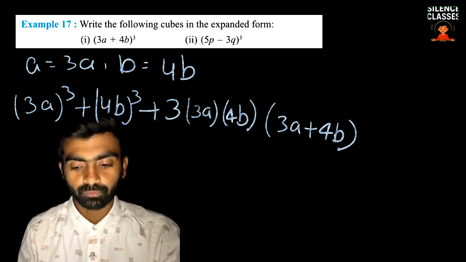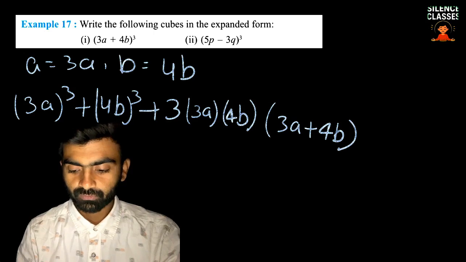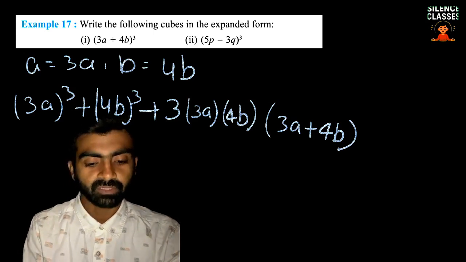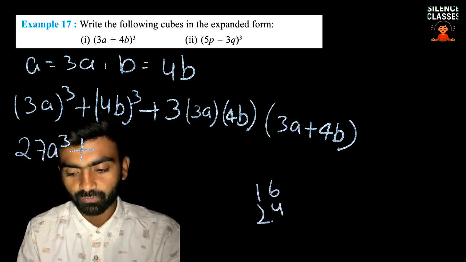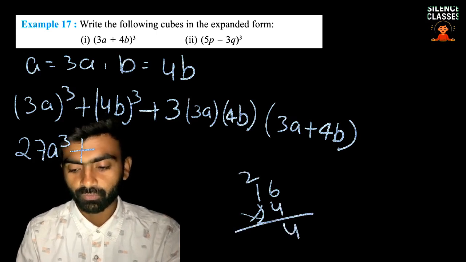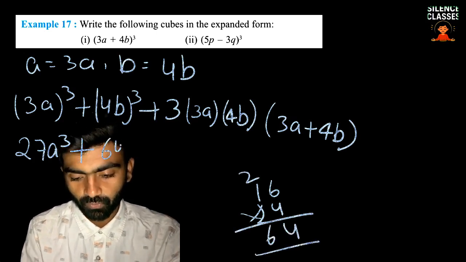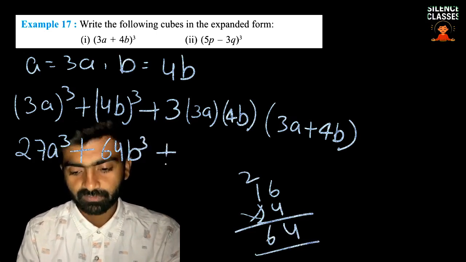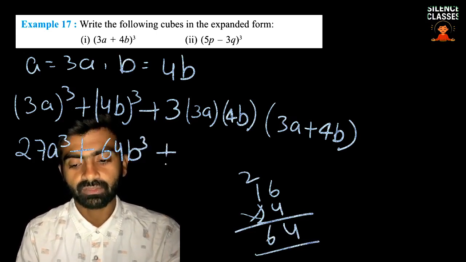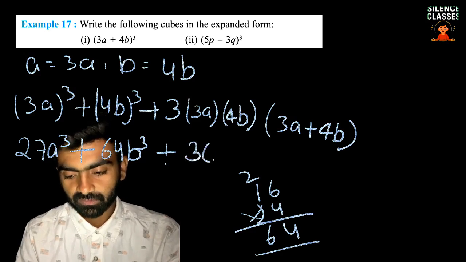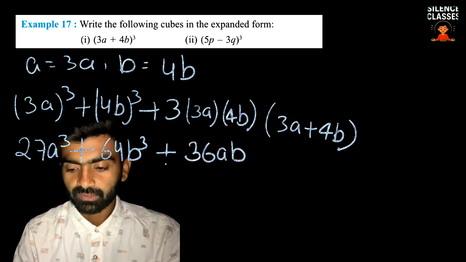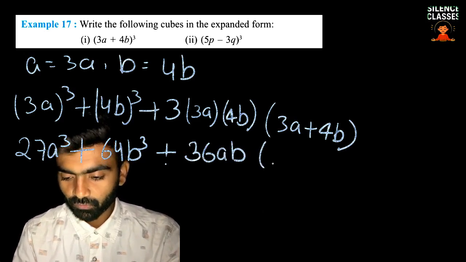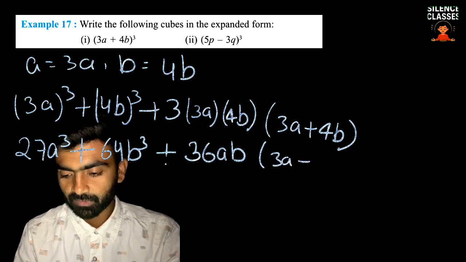So 3 cube is here. 3 multiplied by 3 multiplied by 3: 3 3s are 9, and 3 9s are 27 a cube. Plus 4 4s are 16, 16 4s are 64, so 64 b cube. Plus 3 3s are 9, and 4 9s are 36 ab, and over here a plus b is written, so 3a plus 4b.